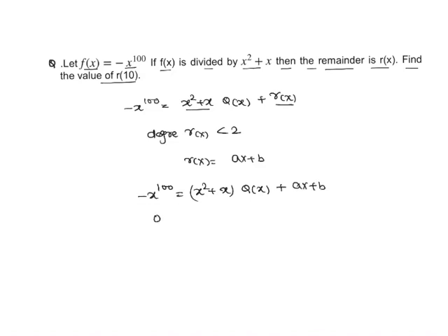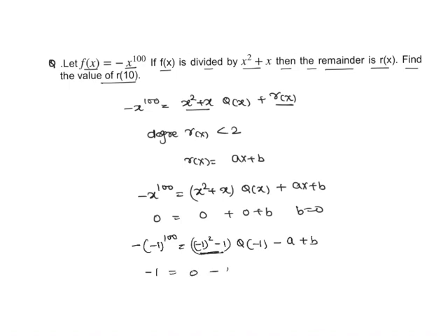Now if I put x equals 0, so 0 equals 0 plus b. So b must be 0. If I put x equals minus 1, so minus of (minus 1) power 100 equals (minus 1 whole square plus minus 1) into q(minus 1) minus a plus b. So this is what? Minus of 1 only. This is what? 0 minus a and plus 0. So a should be what? 1. So r(x) must be x plus 0. So r(x) equals x. So r(10) must be 10. This is your answer.